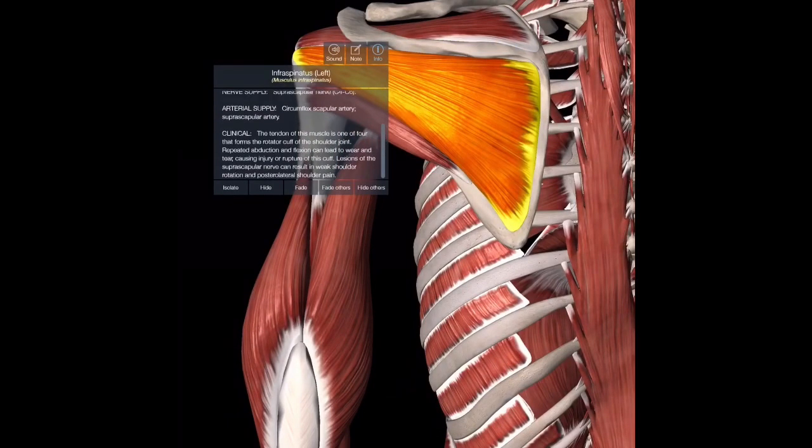Clinically, the tendon of this muscle is one of four that forms the rotator cuff of the shoulder joint. Repeated abduction and flexion can lead to wear and tear, causing injury or rupture of this cuff. Lesions of the suprascapular nerve can result in weak shoulder rotation and posterior lateral shoulder pain.